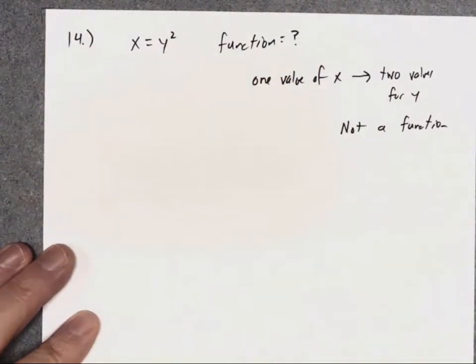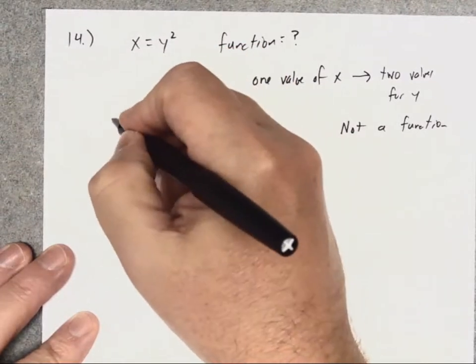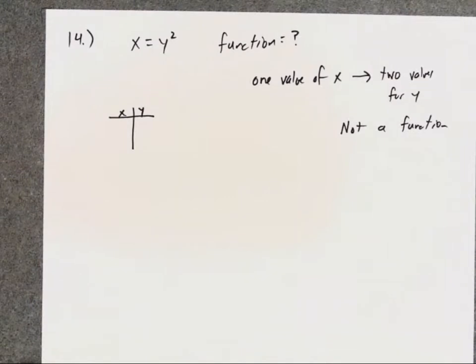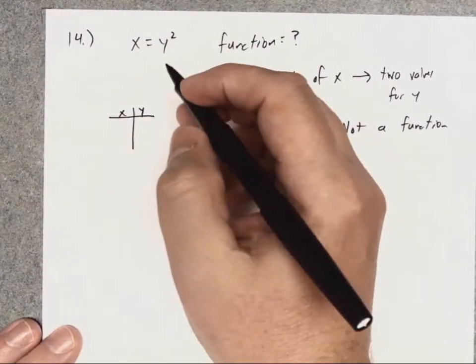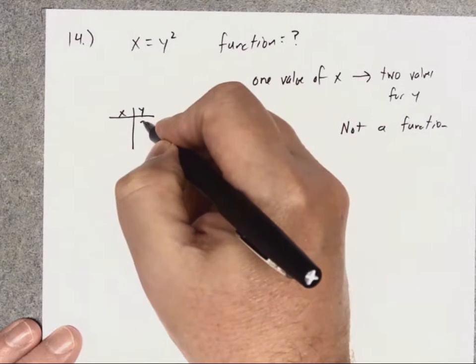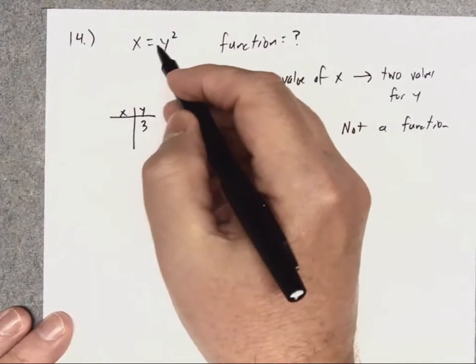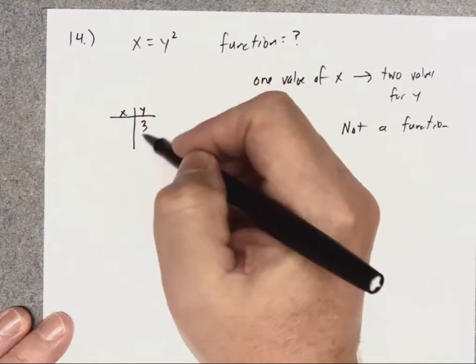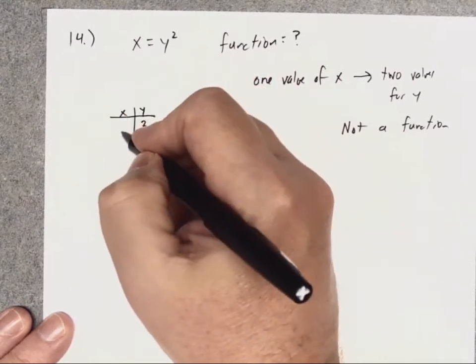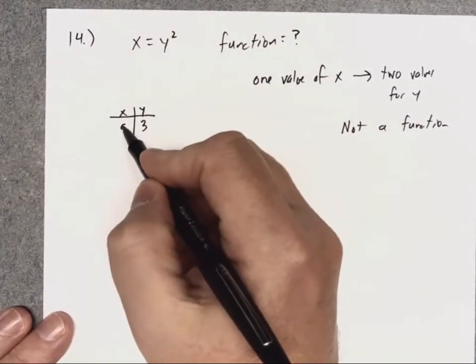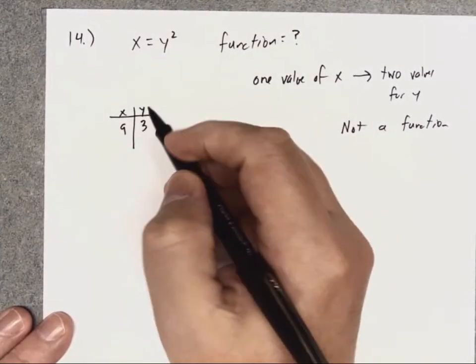Let's just look at this example. Say I do a simple old-fashioned XY chart. Here's what I want to show you. What if I set y equal to 3? In this equation, what would x end up being? Well, 3 squared is 9, so x is 9. So in this case, when x is 9, y is 3.